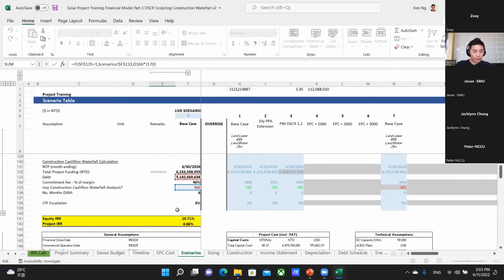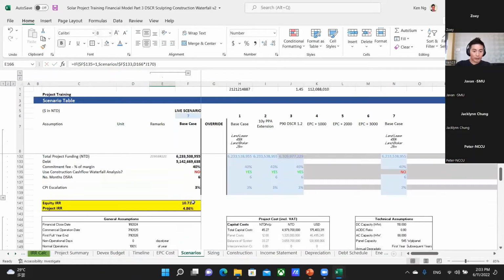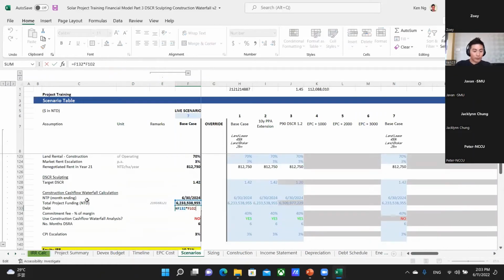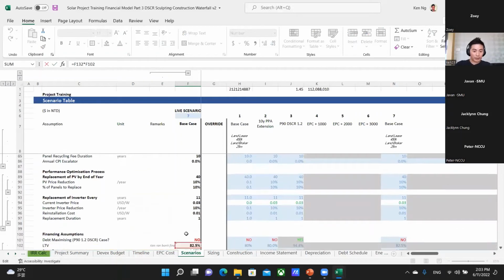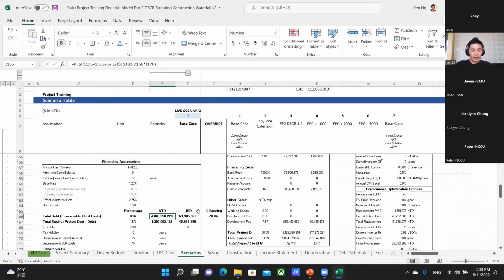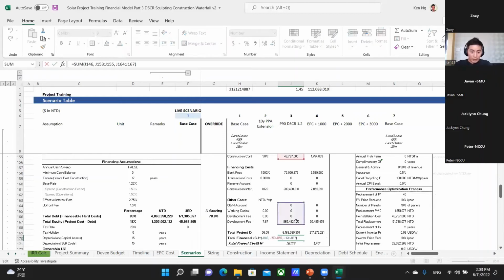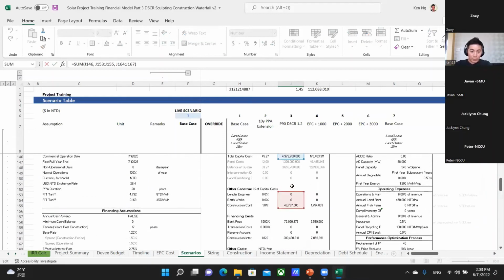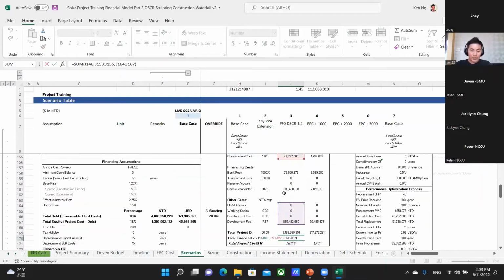Scenarios F133. Oh, okay, so it's actually from here. So this is the total project funding multiplied by the gearing, the 82.5, right? One thing is, as you can see from this calculation though, it's looking at the total, this number here. If you see this number here, it's looking at all the DevEx budget plus the construction costs, but it's excluding the financing costs.